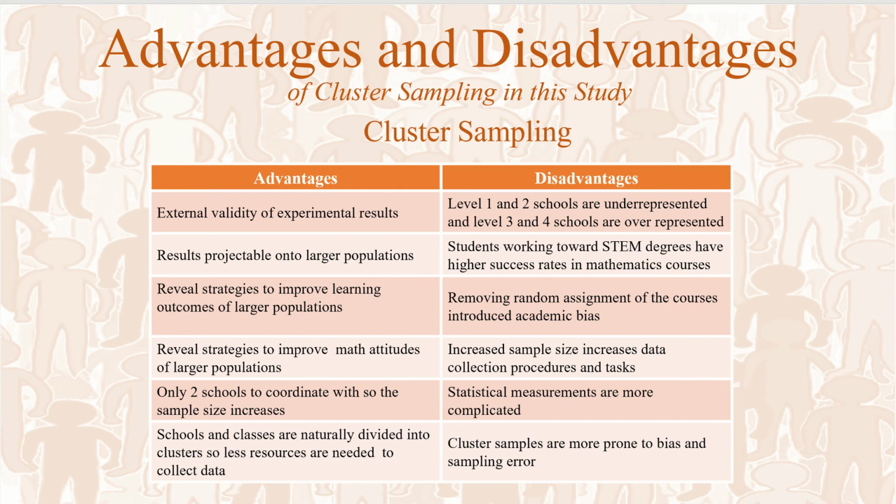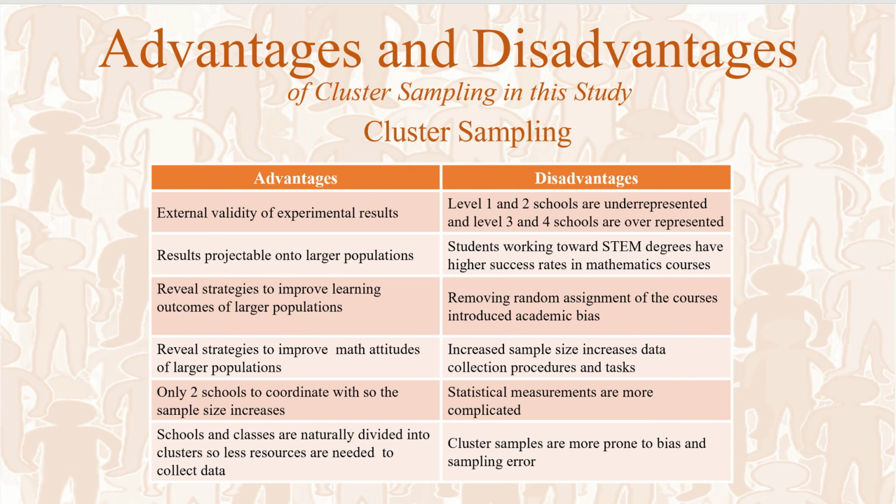Strategies may be revealed that improve learning outcomes and math attitudes. Outcomes can be used to predict outcomes of similar experiments of larger populations. Having only 2 schools to coordinate allows for an increased sample size. Schools and classes are naturally divided into clusters, so fewer resources are needed to collect data.